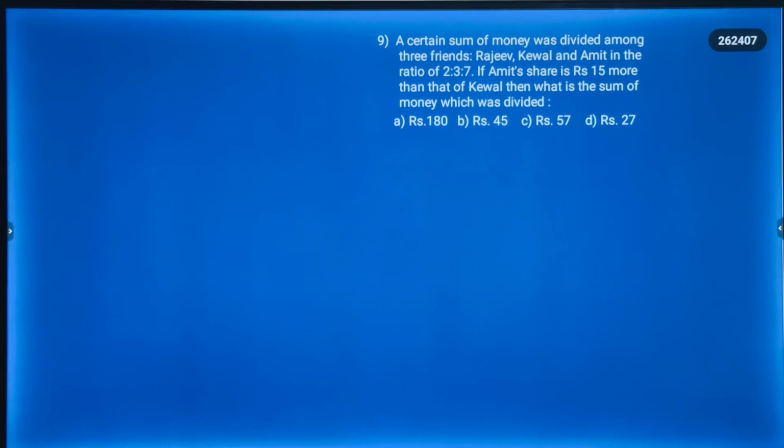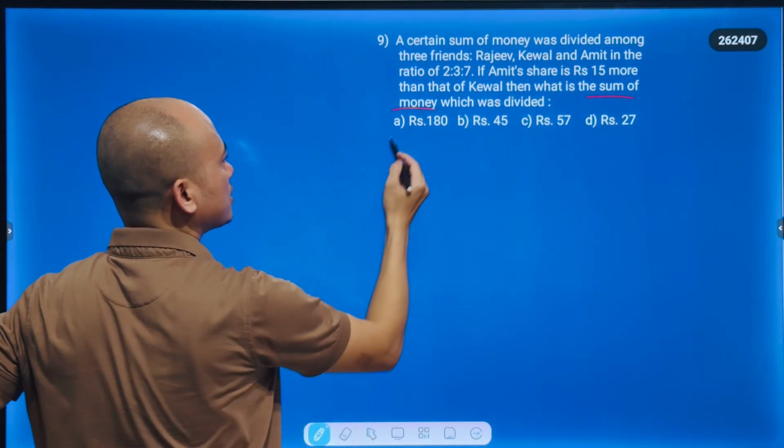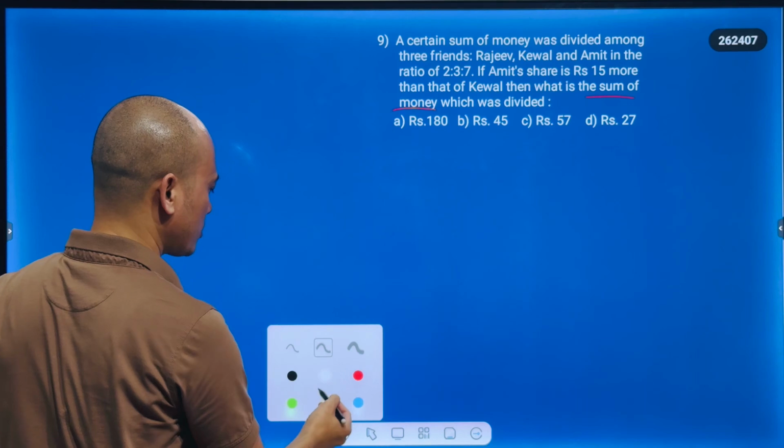So number 9, a certain sum of money was divided among 3 friends, Rajiv, Keval and Amit in the ratio of 2:3:7. If Amit's share is rupees 15 more than that of Keval, then what is the sum of money which was divided?